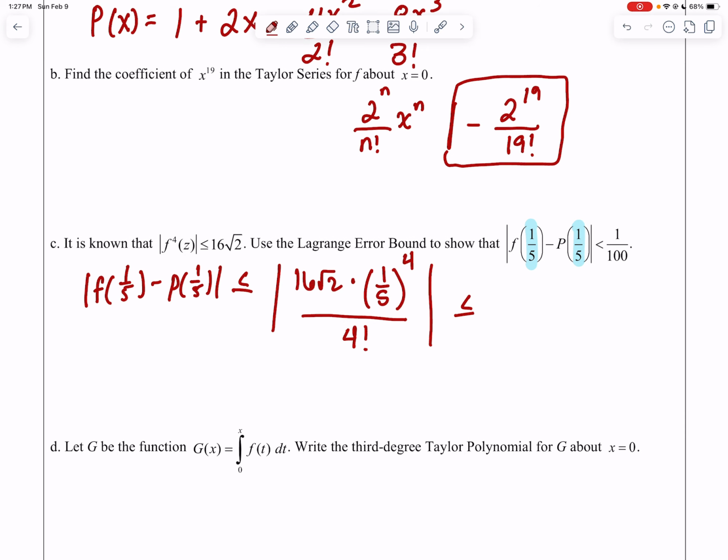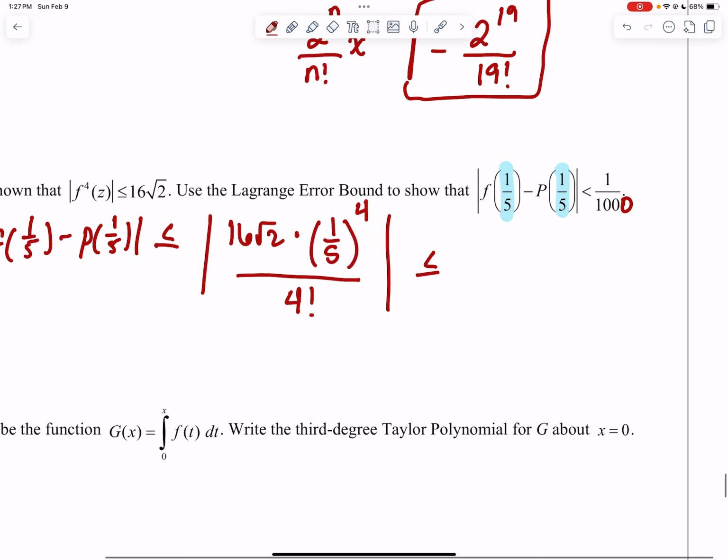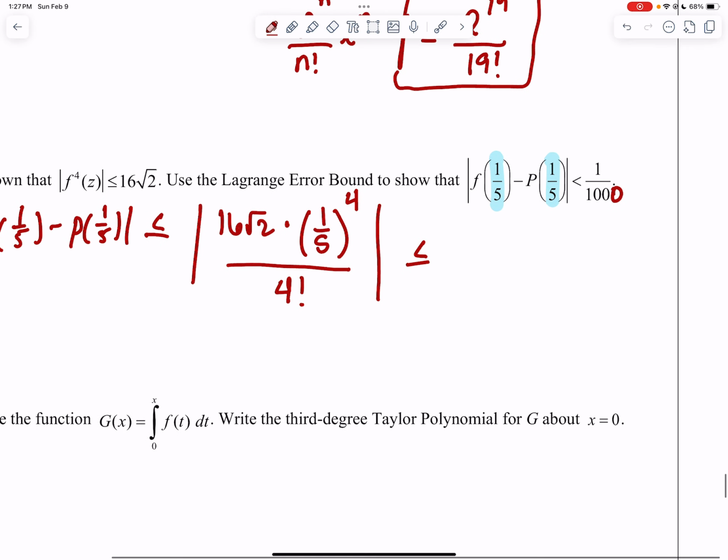Just kidding, that should say 1 over 1,000. Oopsies. Okay, so we have 16 root 2. And then we have 5 to the 4th right here. We have 4 factorial right here. Now 4 factorial, remember, is 24. So we have that lovely thing right here.